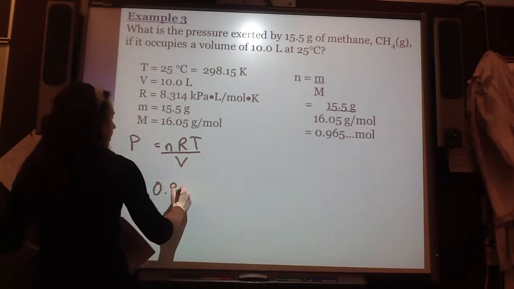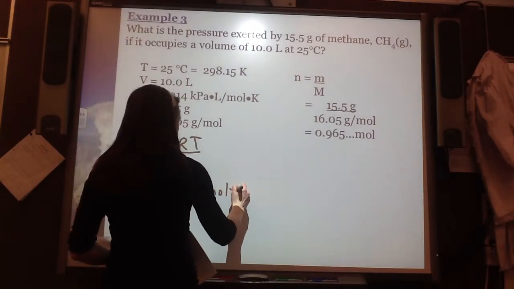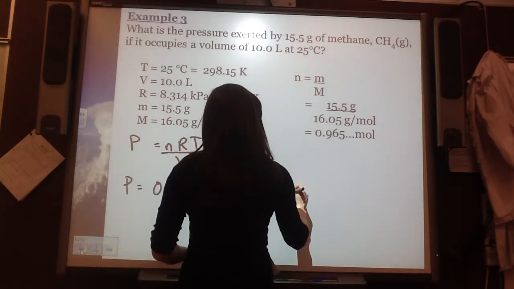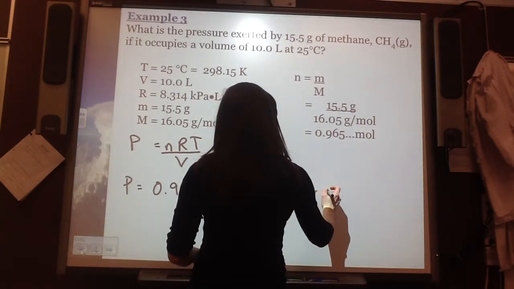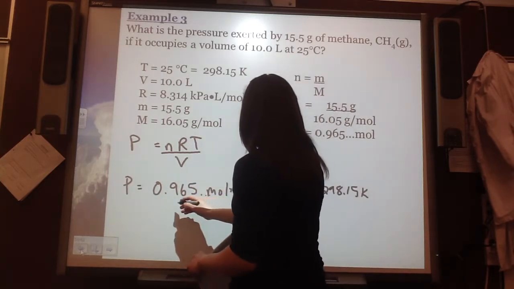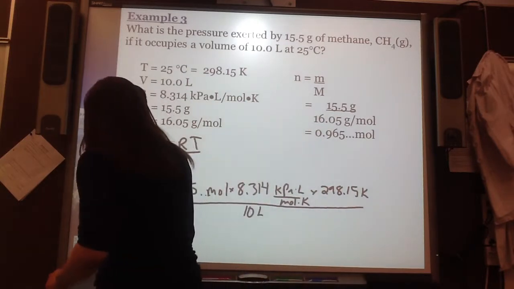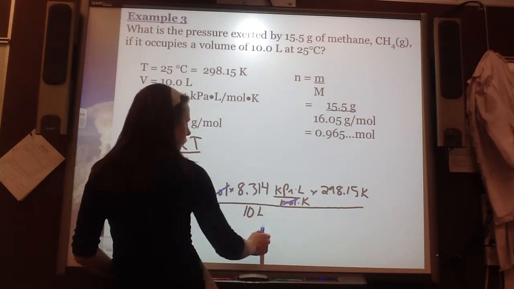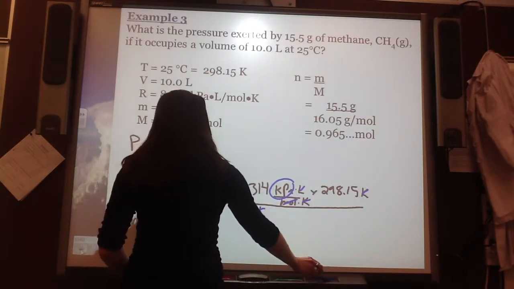So we have 0.965 moles, and include everything in your calculator, times 8.314 kPa times liters over moles times Kelvin, times 298.15 Kelvin, all divided by 10 liters. So here we see moles cancel out, Kelvins cancel out, our liters cancel out, and we're left with kPa on the top.